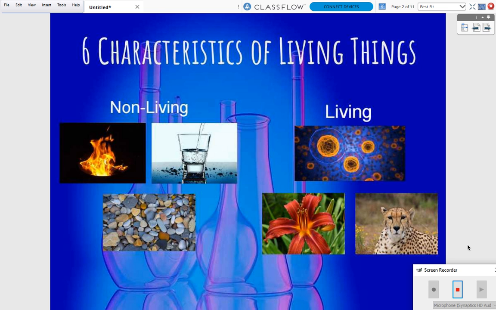We will revisit the difference between non-living and living in one of our next standards. We call those non-living things abiotic, and we call the living things biotic. And again, we'll revisit that in the future.